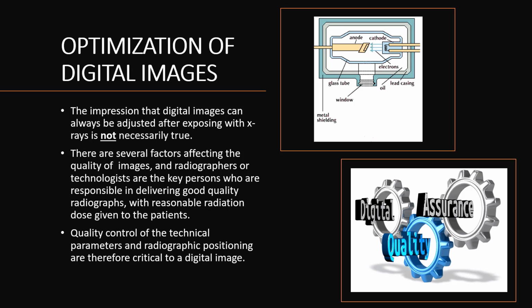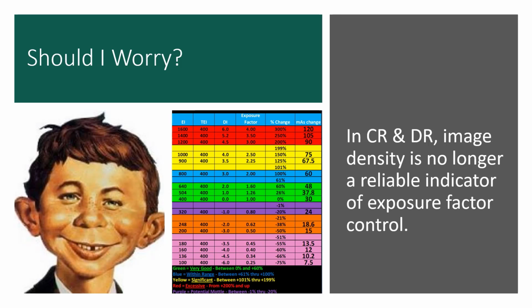Quality control of the technical parameters and radiographic positioning are therefore critical to a digital image. When we do projection radiography, CR and DR are not the same as film screen. And image density is no longer a reliable indicator of exposure factor control.